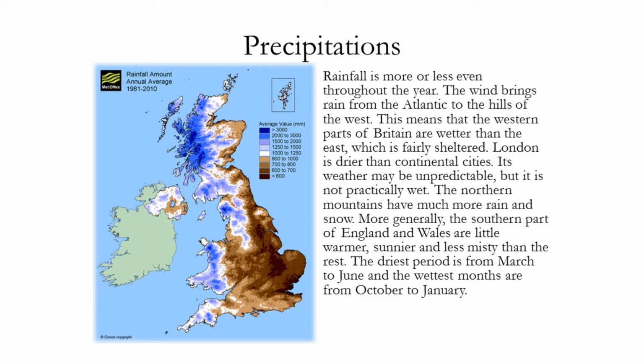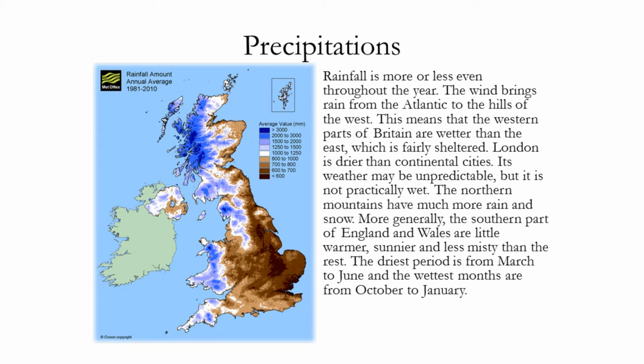Rainfall is more or less even throughout the year. The wind brings rain from the Atlantic to the hills of the west. This means that the western parts of Great Britain are wetter than the east, which is fairly sheltered. London is drier than continental cities. Its weather may be unpredictable, but it is not practically wet.